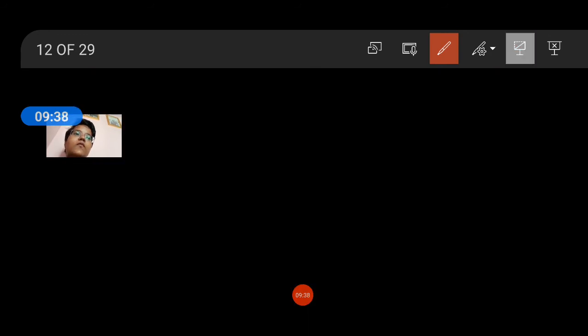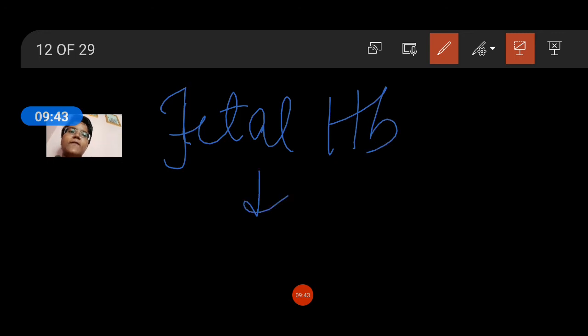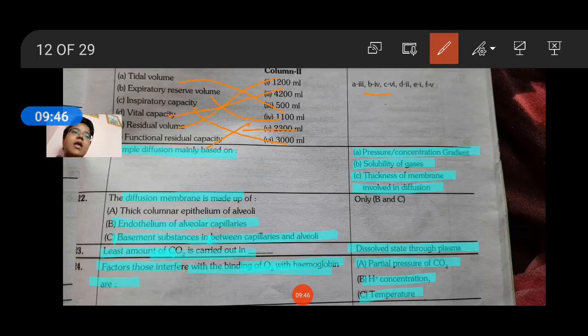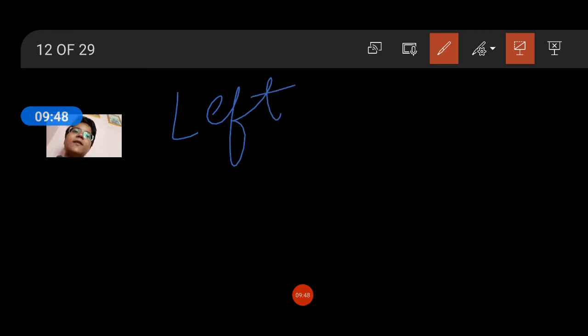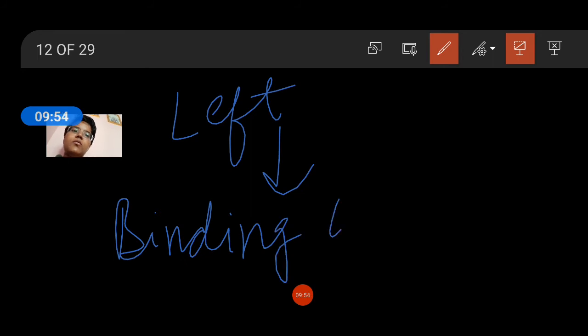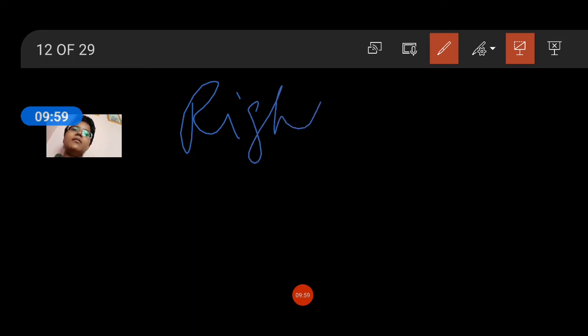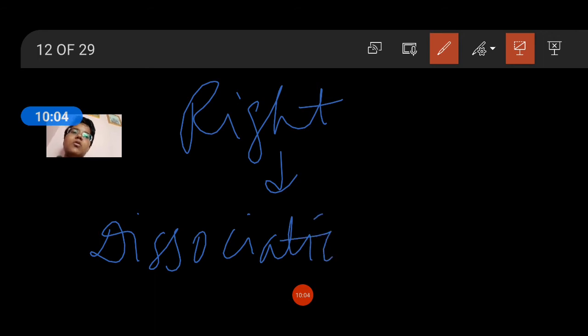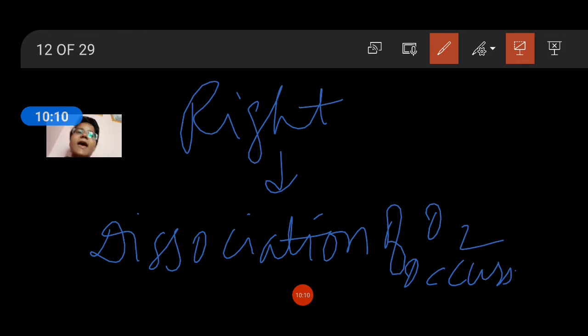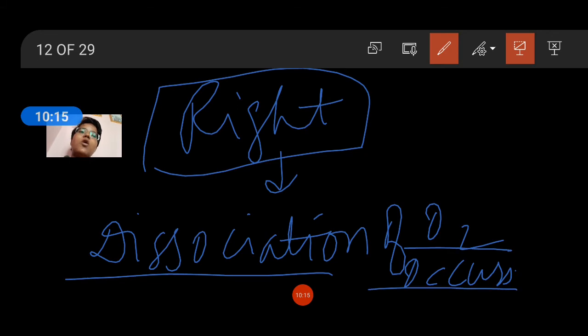And in case of fetal HB, the curve is towards the left. Whenever it goes towards the left, binding of O2 occurs. When it comes to the right, dissociation of O2 occurs, which means that O2 is supplied to the tissue when the graph shifts towards the right. Dissociation of O2 occurs from the hemoglobin.